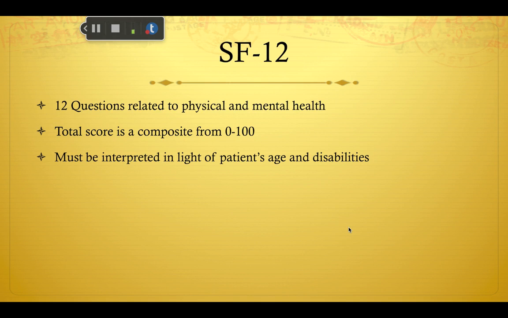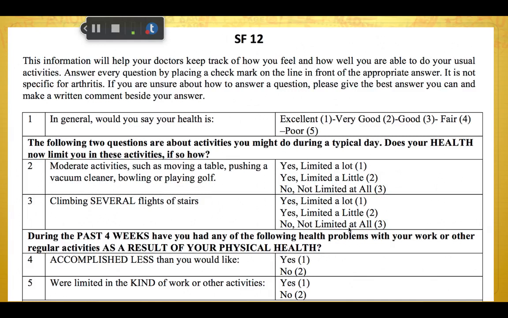The SF-12 measures physical and mental health. It's really a composite score from 0 to 100 and needs to be interpreted based on the patient's age and other disabilities. I just put part of the questions here just so you could get an idea. So you would say the first question, how would you say your health is? And you would circle excellent, very good, good, fair, etc. On a typical day, does your health limit you in these activities like climbing several flights of stairs? And each number next to what they answer is the score, and you total it at the end.